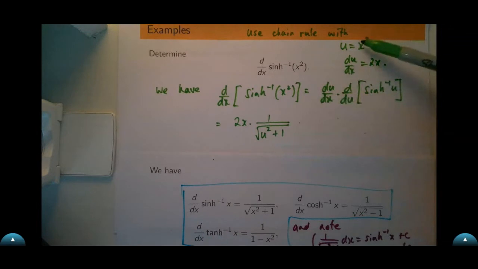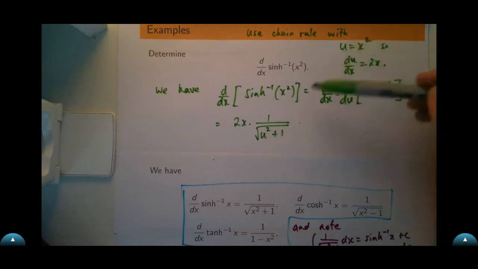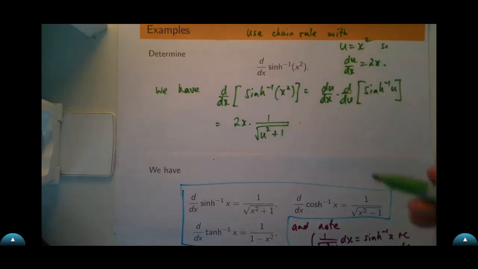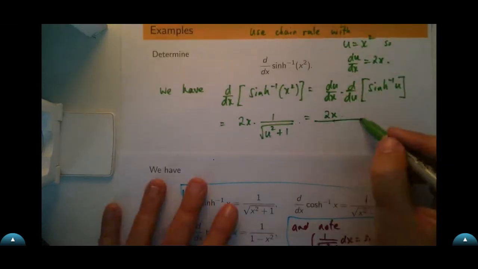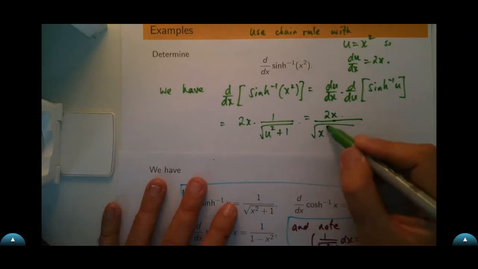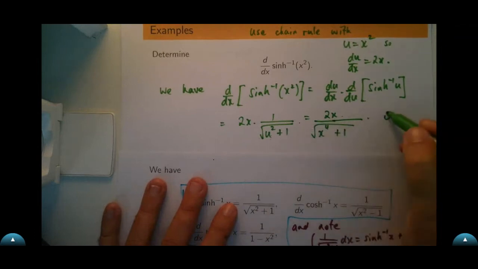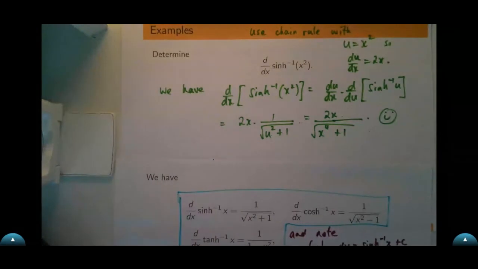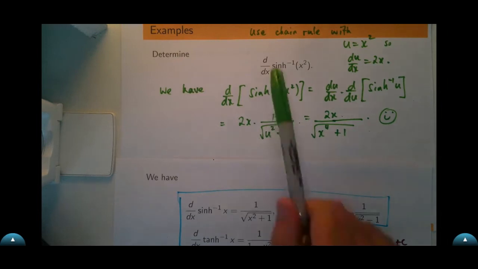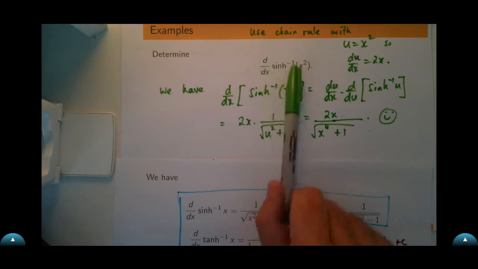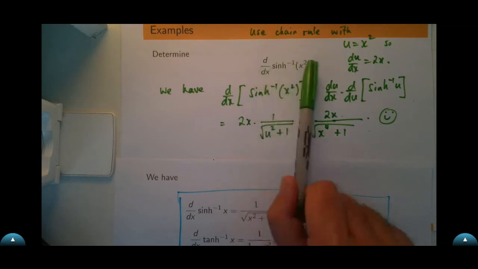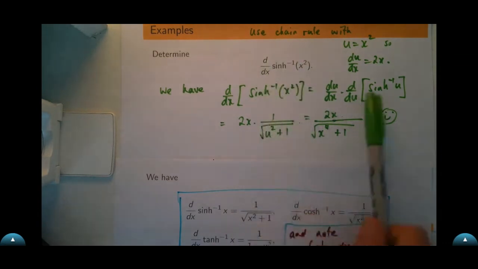And now we want to get back to the original variable x. So we replace u with x squared, so u squared becomes x to the power 4. Okay. So the strategy was to use the chain rule because it's sort of two functions combined, inverse sinh and x squared. And to do that, you just put two derivatives together.